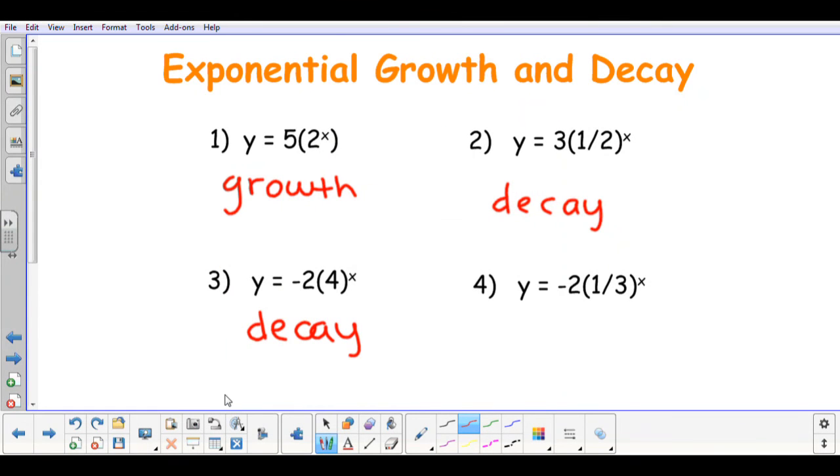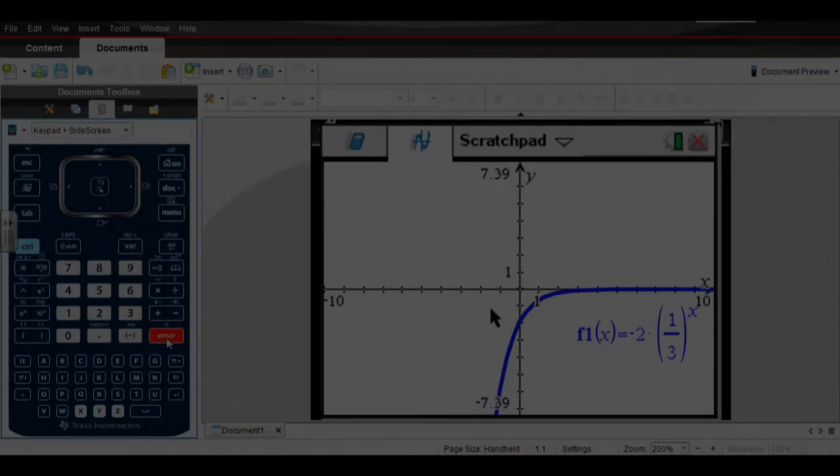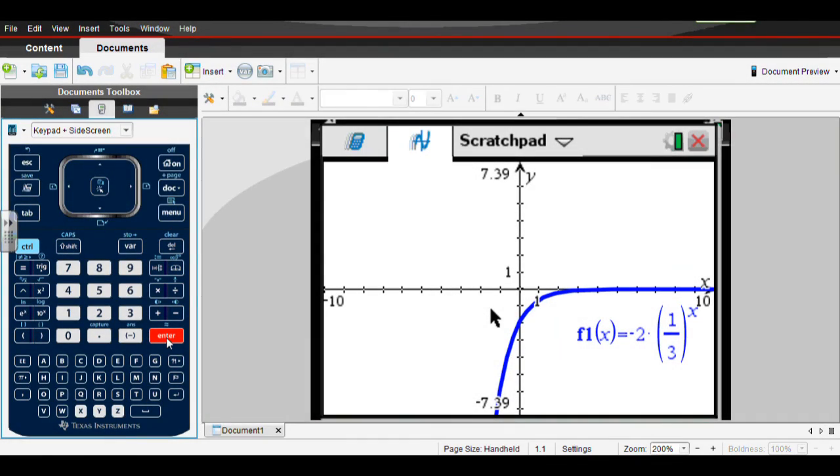For my last graph, I have negative 2 times 1/3 to the exponent of x. So I'm going to graph this one in the calculator to finish up our example. Here I graphed our function of negative 2 times 1/3 to the exponent of x, and it is going to be a growth graph. It is increasing from the left to the right.